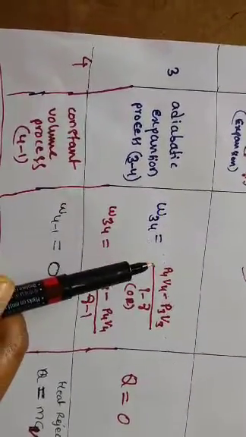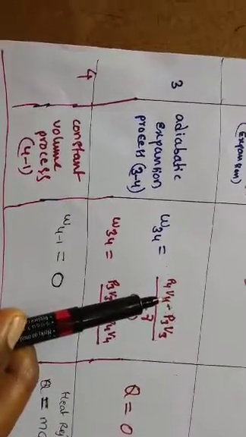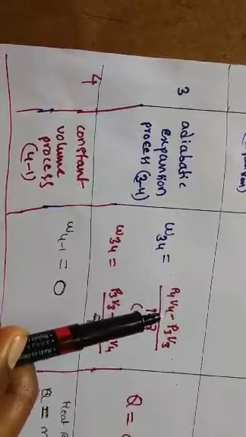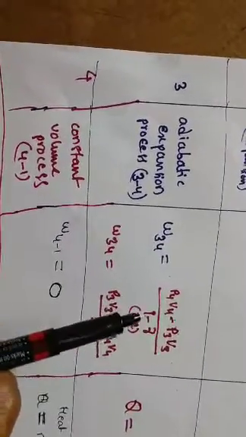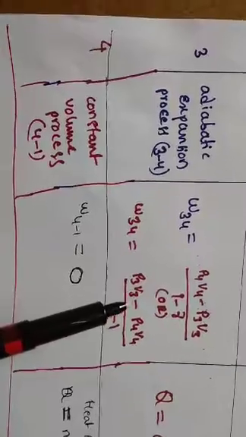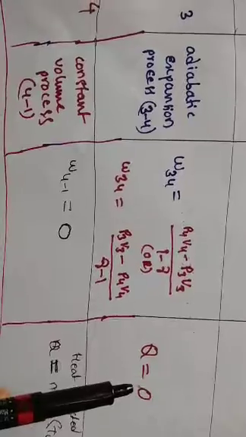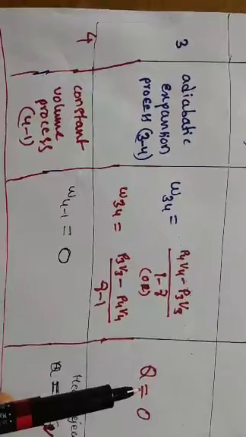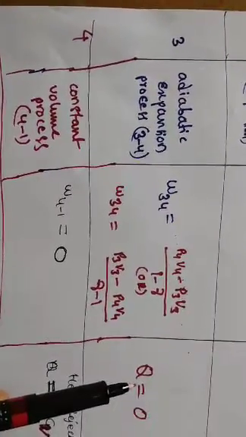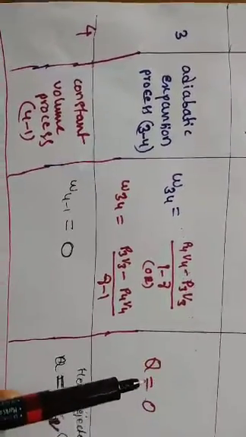Total work transfer in the adiabatic expansion process is equal to (P4 V4 minus P3 V3) divided by (1 minus gamma), since volume V4 is higher than V3. If you multiply the numerator and denominator by minus one, it becomes (P3 V3 minus P4 V4) by (gamma minus 1). The total heat transfer in the adiabatic expansion process, Q, is equal to 0. Why? Because the system will not receive any heat and will not leave out any heat. That's why Q is equal to 0.